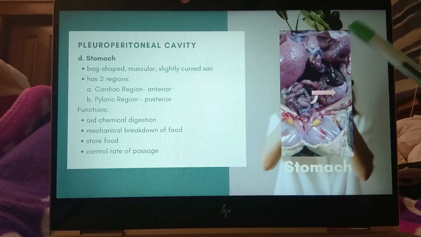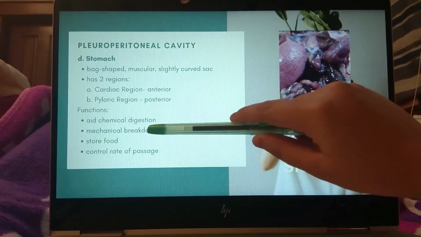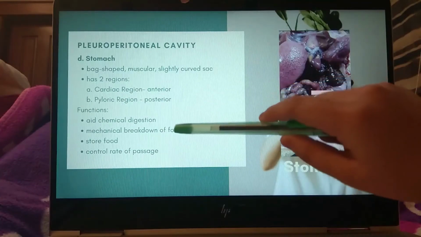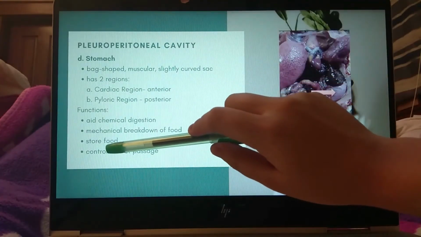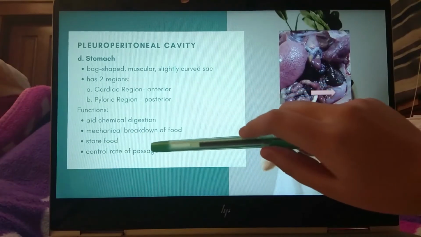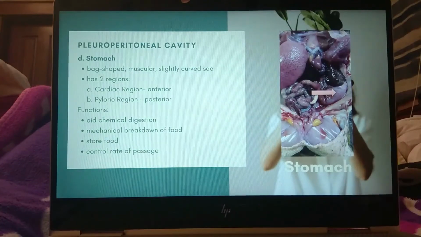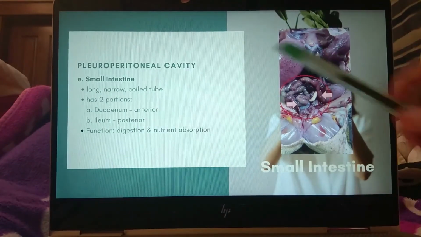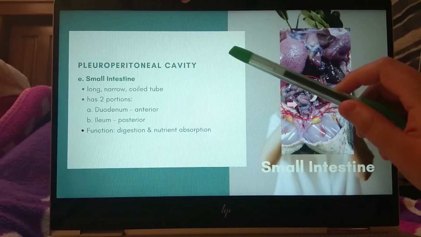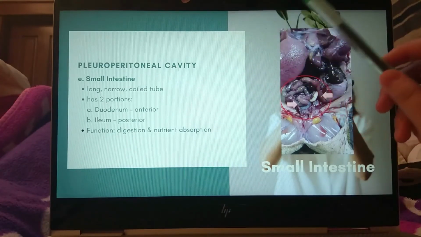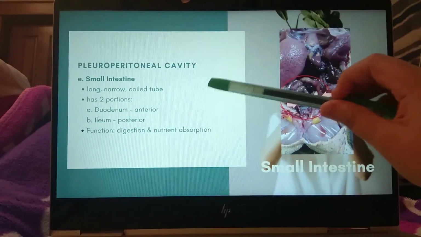And the stomach functions in aiding our chemical digestion by secreting substances and by mechanically breaking down food, and it is also used to store food, and it controls the rate of passage to the small intestines. Next, we have the small intestines. They are long, thin, irregular, and yellowish. Here we have a long, narrow, coiled tube, which is the small intestines.